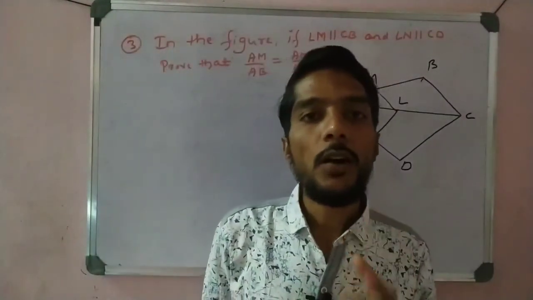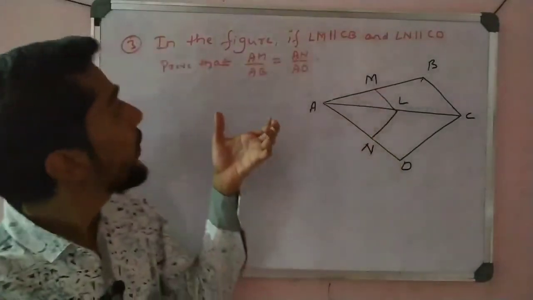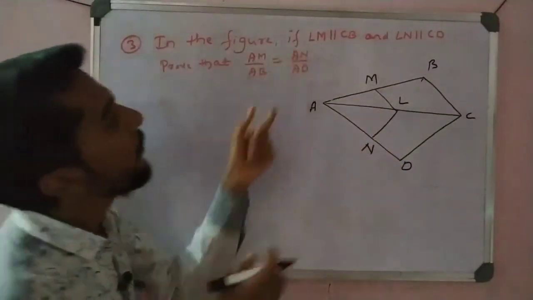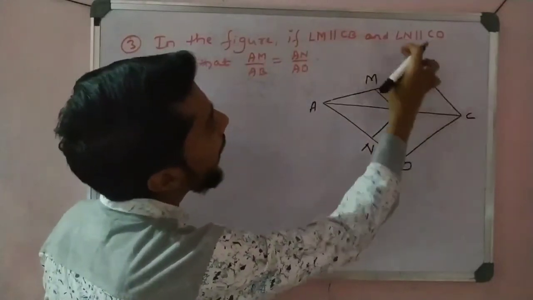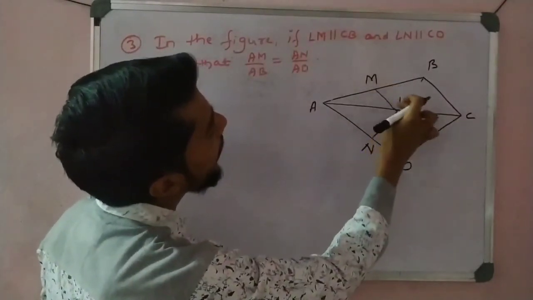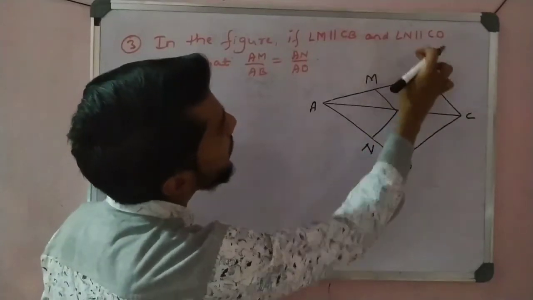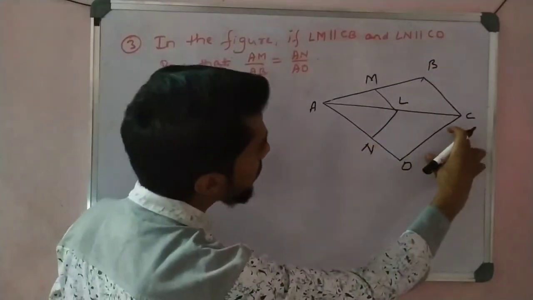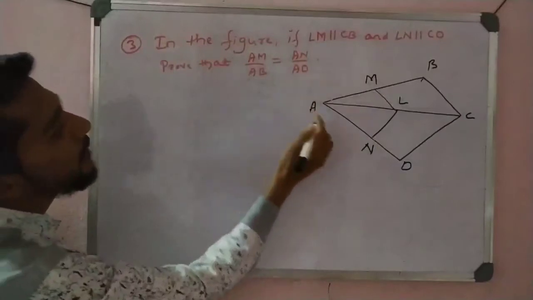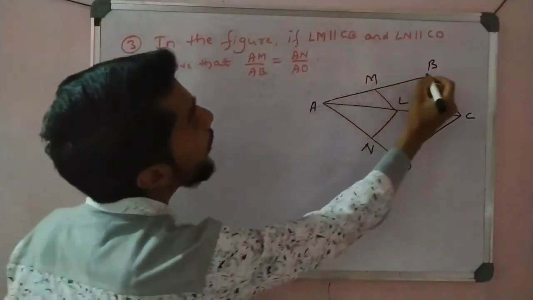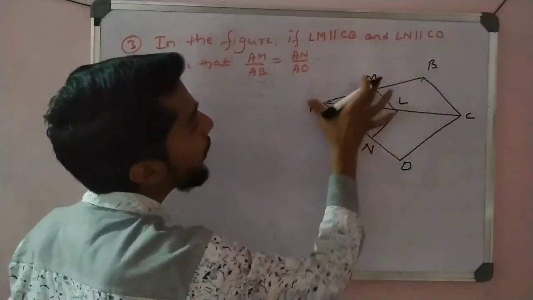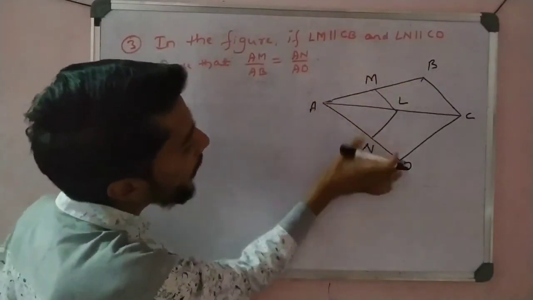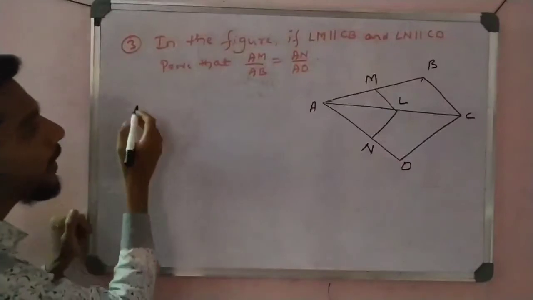Okay students, now take question number 3, that is very important. In the figure, if LM is parallel to CB and LN is parallel to CD, then prove that AM by AB is equal to AN by AD. We have already proved that one. So simple, apply it again.